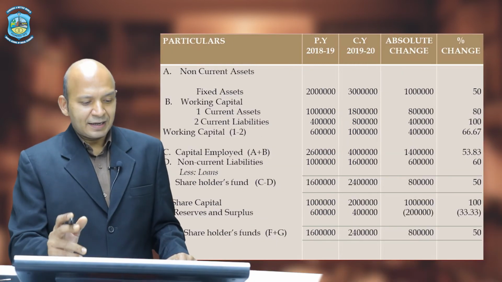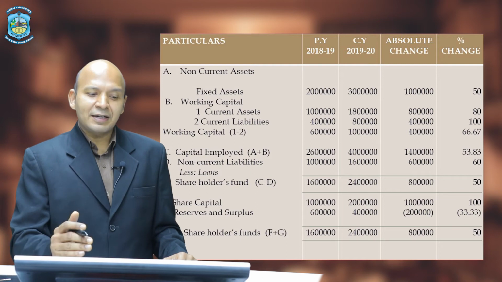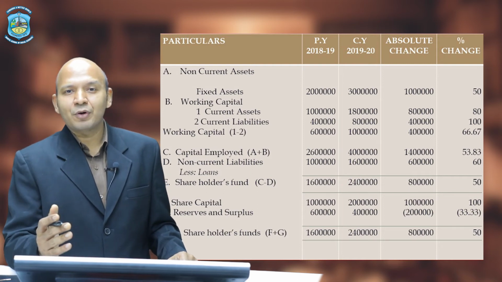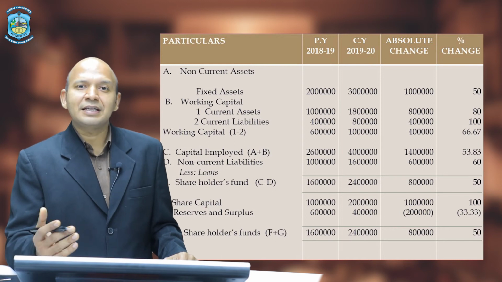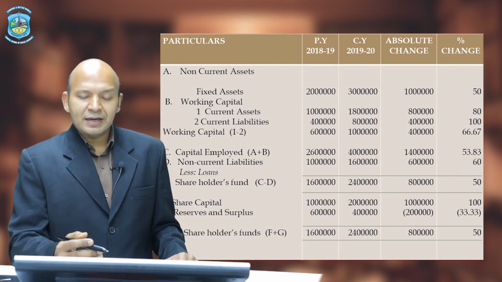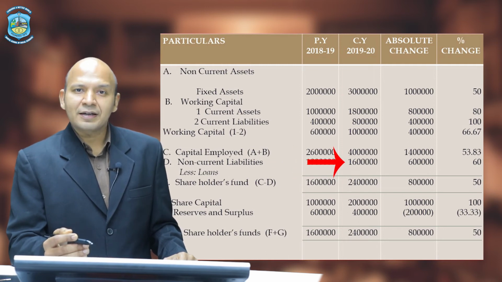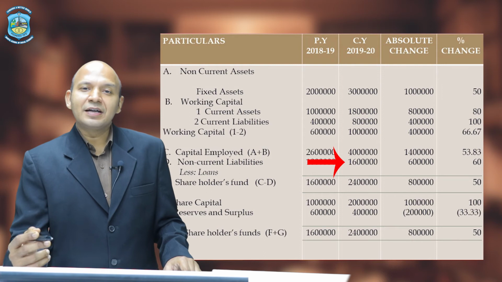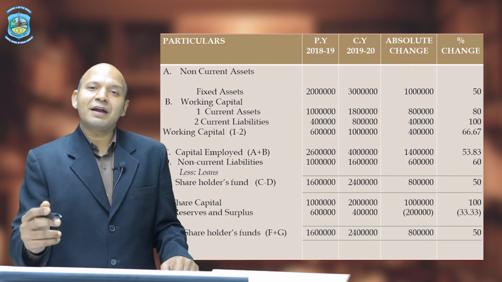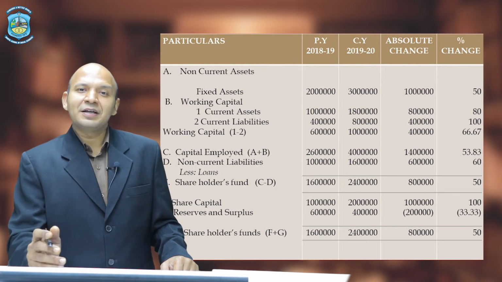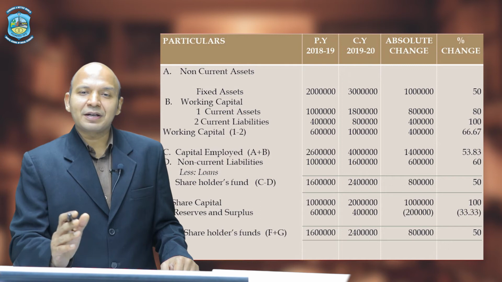D point indicates non-current liabilities, and if we deduct non-current liabilities from capital employed, the difference amount is termed as shareholders fund, that is the E point. Non-current liabilities for the previous year is 10 lakhs and for the current year it is 16 lakhs. D point indicates the non-current liabilities, and if we have to calculate shareholders fund, from C point we need to deduct D point. C point was capital employed.